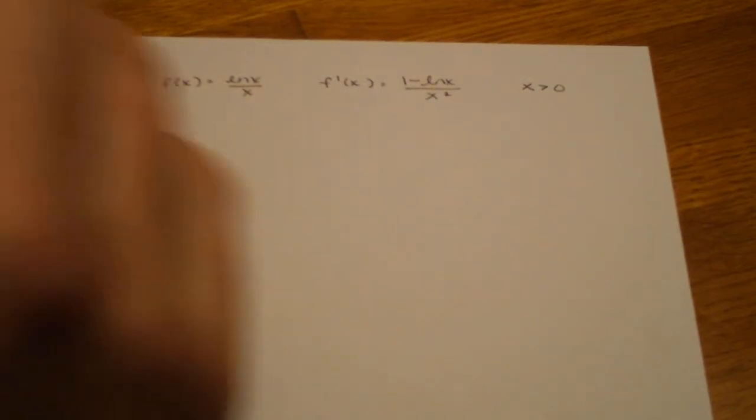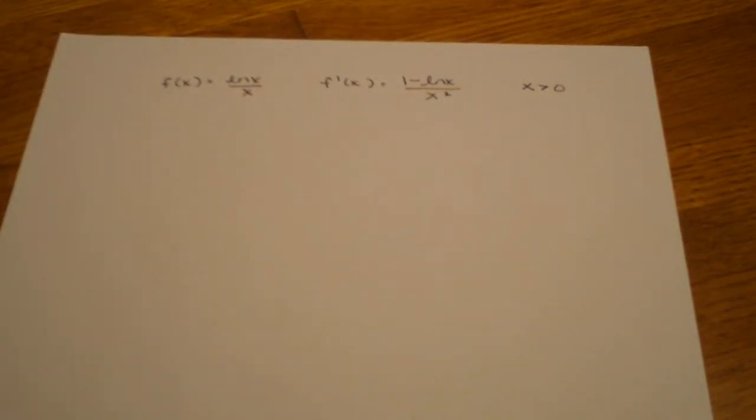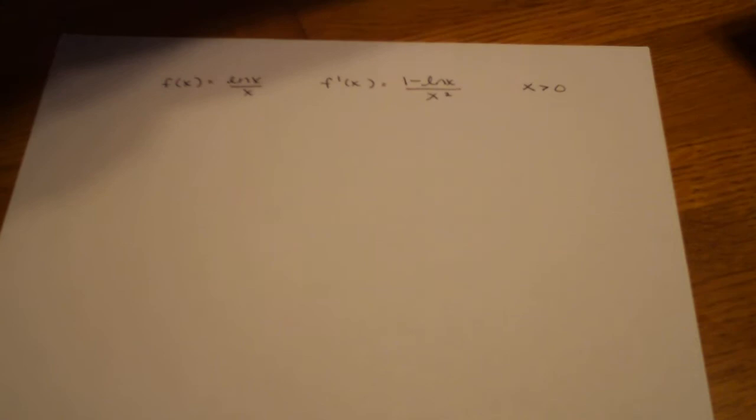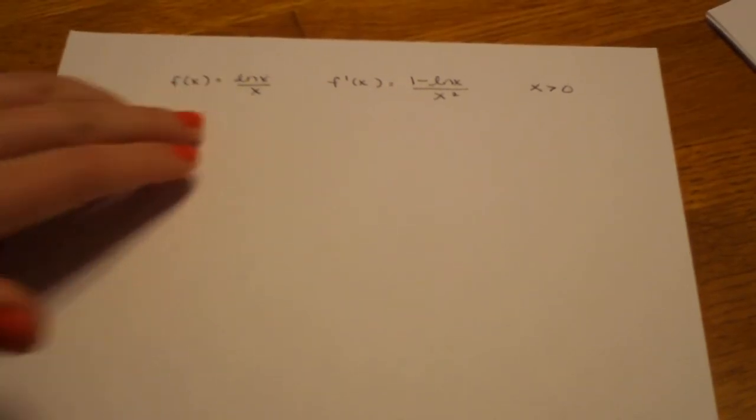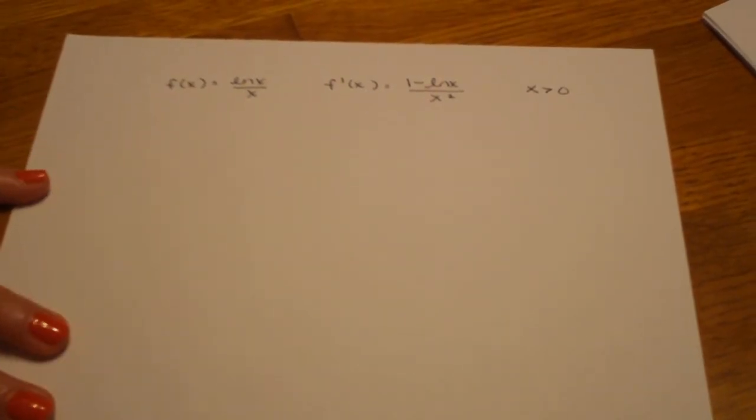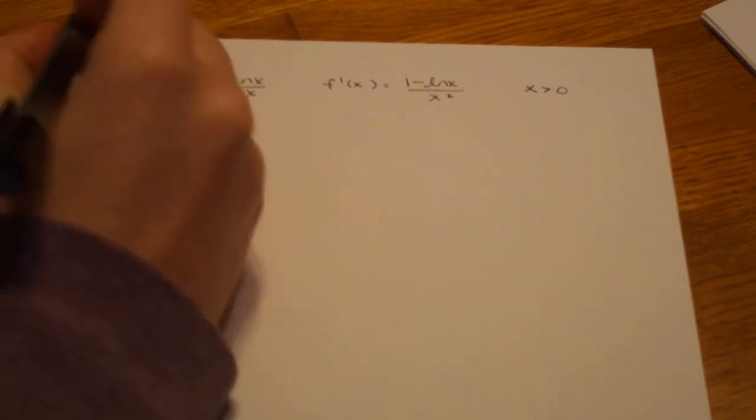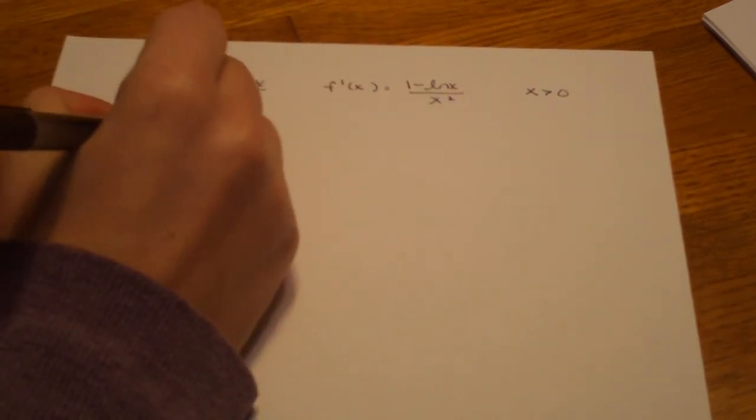2008, number 6. I've already jotted down a couple things. I've jotted down the f of x, the derivative, and the domain, which is all given to us. So let's see here. Part A, write the equation of a line tangent to the graph at x equals e squared.